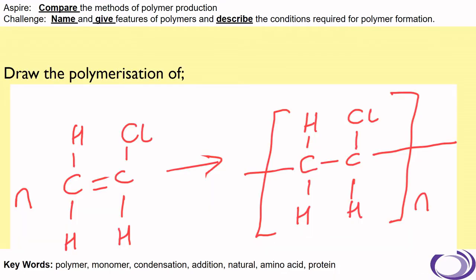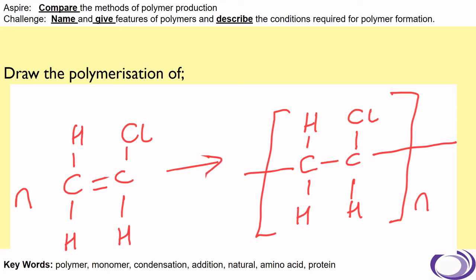So you should have had something like the diagram seen on screen now. So we've got N amounts of chloroethene, the double bond opens up, everything on the carbon stays the same, and that section repeats N times.